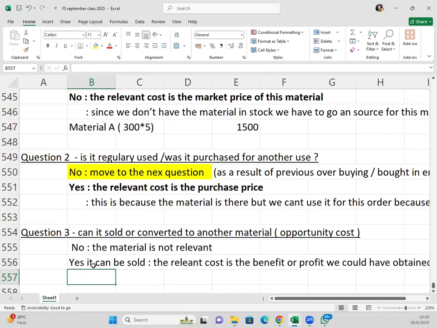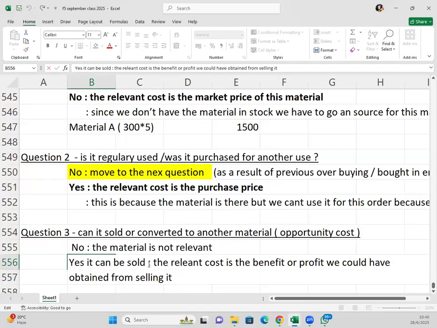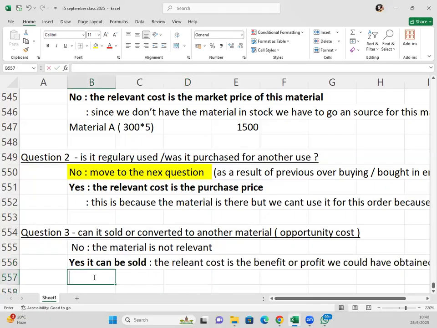So we could sell this material. We could sell these 400 kgs that we have in stock. But if we decide to use them in your order, we are going to lose the benefit we could have derived from selling. So that is an opportunity cost. This is where the opportunity cost comes into play, where the material is there, but we have an option to sell it. So if we choose to use it in your order and we don't sell it, there is a cost there, which is the cost or the benefit forgone by not selling it.